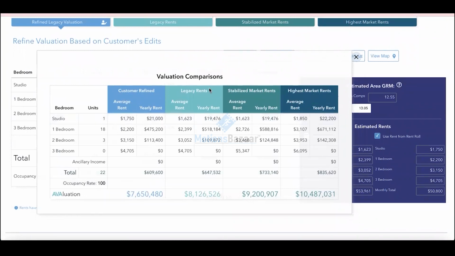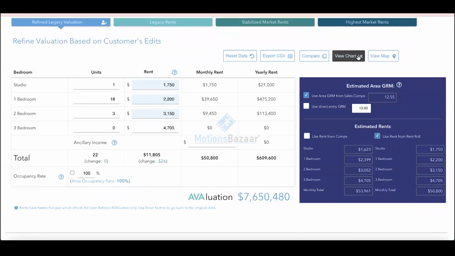But I know that in the area for older buildings, these are the legacy average rents for studios, 1s, 2s, and 3s. This is stabilized market. And this is if it's brand new with amenities and other things. So Ava gives you tremendous resource to look at a host of data points to really drill down and say, what are the most accurate comps for me to use?